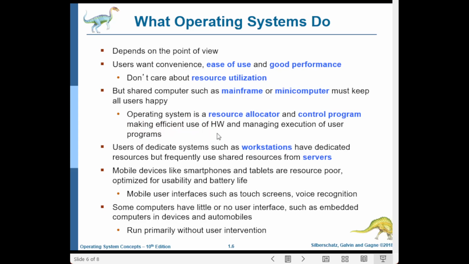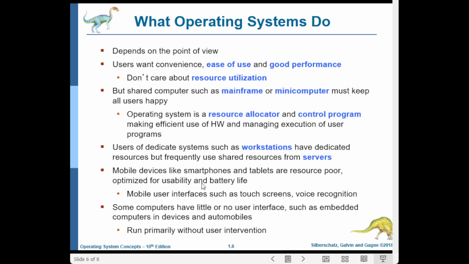In another point of view, for user programs, the operating system is a control program to manage various user programs. The operating system must manage the execution of user programs to prevent errors and improper use of the computer.